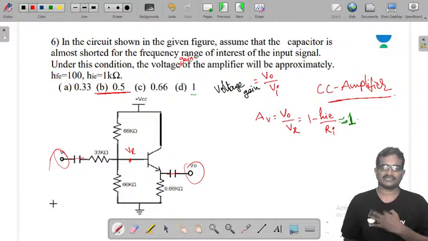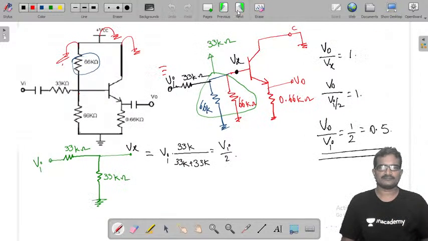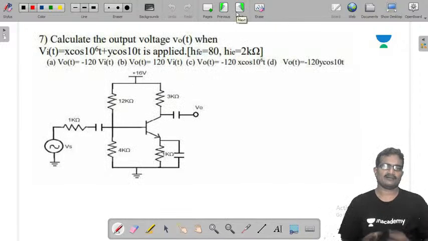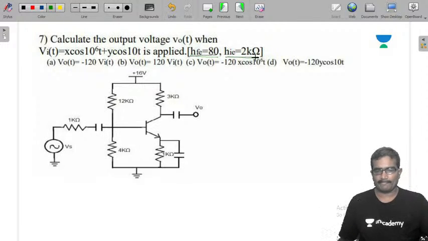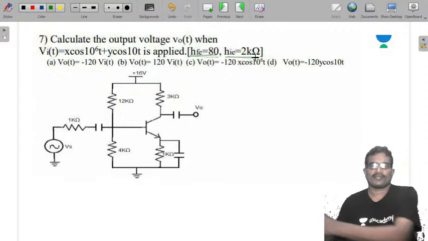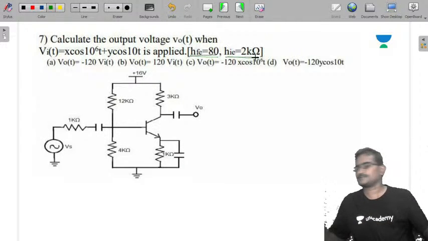So before going to solve that, once you need to check the problem. Yeah, next. So this is a very nice problem. Calculate the output voltage V naught of t when Vi of t is x cos 10 power 6 t plus y cos 10t is applied, and you can take h of e and hie values. Under these conditions, what is the value of output voltage?